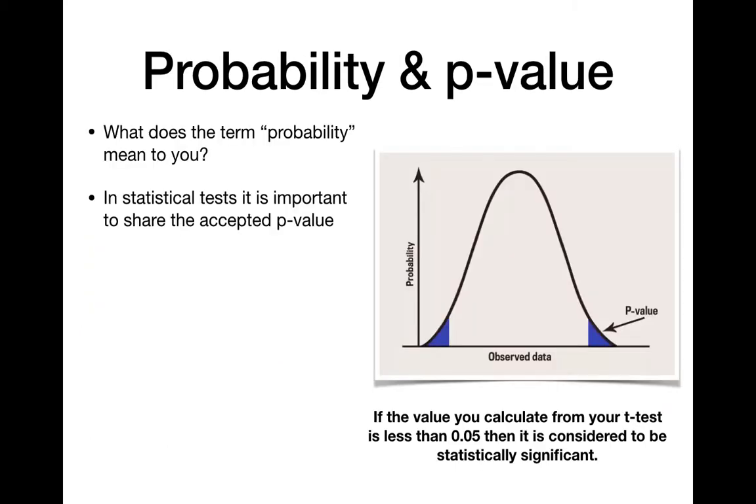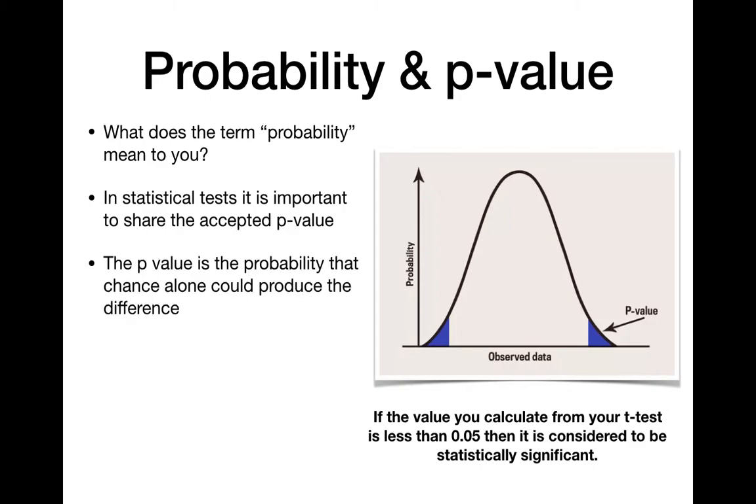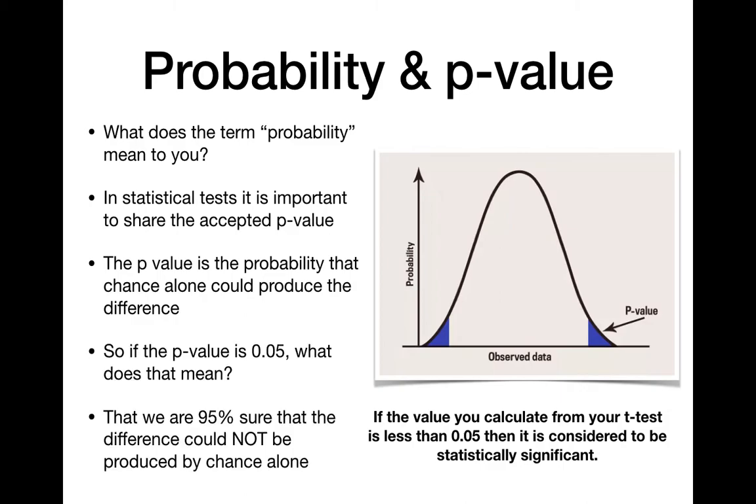Okay, so the probability, the p-value. Probability means the chance something is happening. It's how likely it is to happen. So the p-value is the probability that chance alone could produce that difference. The p-value in science is 0.05, which means that you are 95% certain that that difference was not caused by chance. That difference was caused by the two variables.